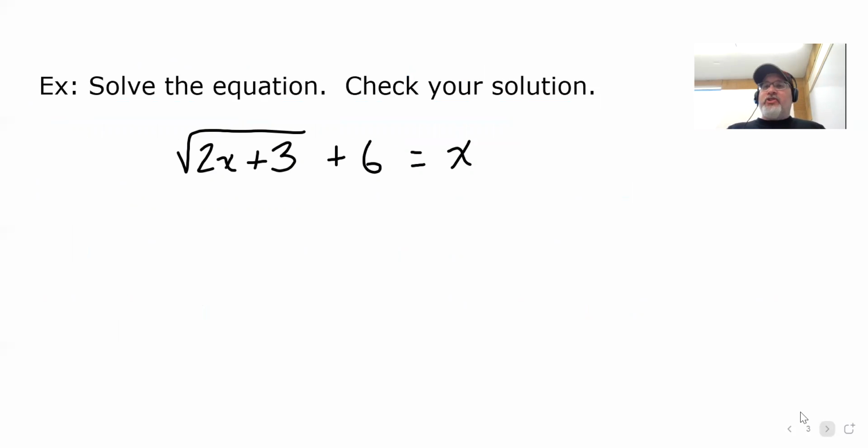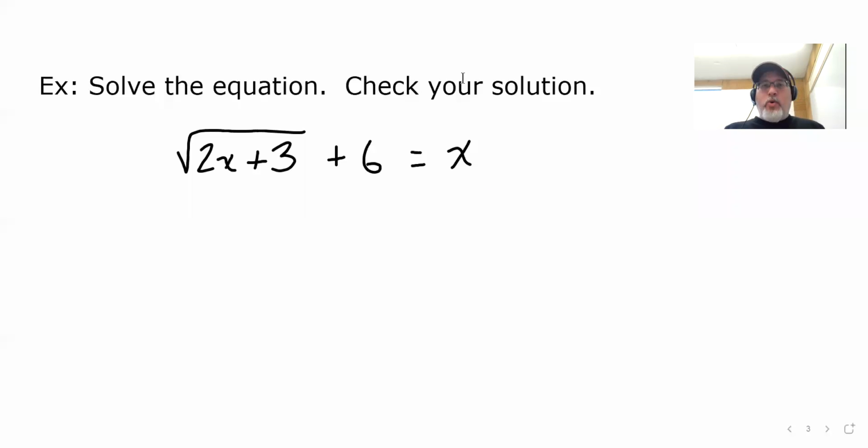Example, solve the equation, check your solution. The square root of 2x plus 3, followed by outside of the square root, plus 6 equals x. So, do you know why I'm calling this type 2? And what makes the other one type 1? If you said there's an x over here, you nailed it.